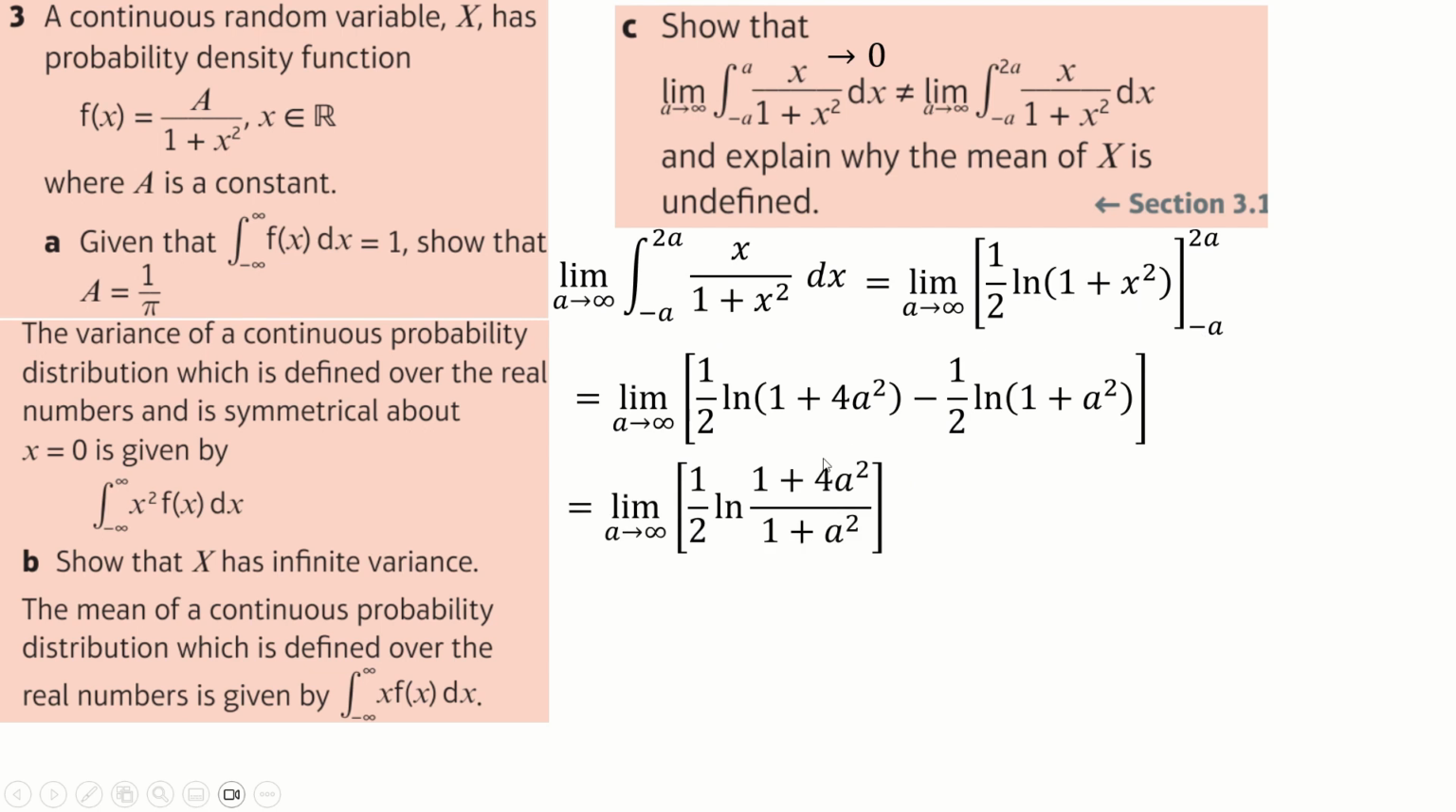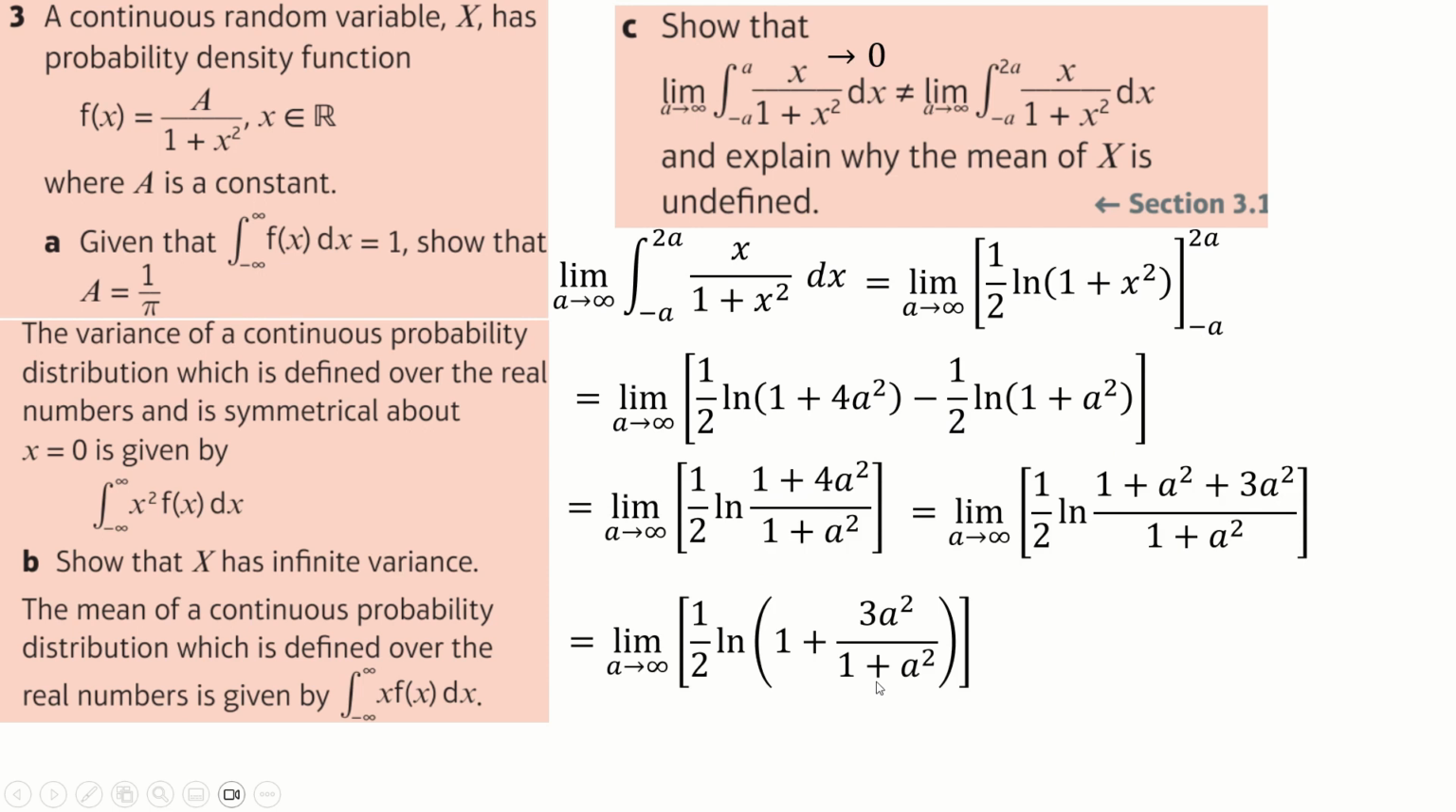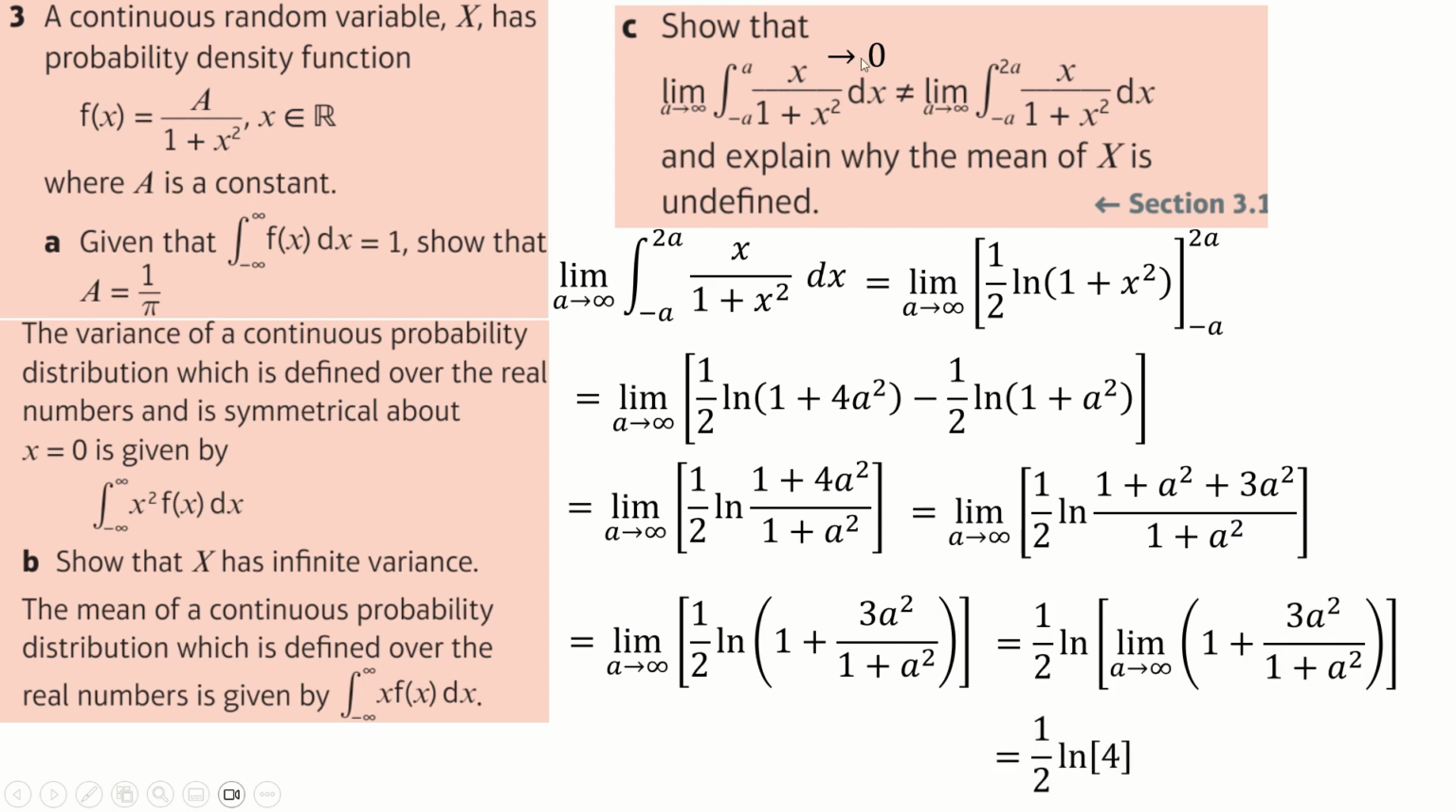And now I'm going to do the same thing I did again, which is write the top of this as 1 plus a squared plus 3a squared. Break the fraction here, and then the first 2 bits just become 1. And this becomes 3a squared over 1 plus a squared. But now this is kind of interesting, I guess, because when you have a limit of a log, you can swap the limit and the log over to make this kind of thing. I haven't proved that here because I can't be bothered, but you're totally allowed to do that. And so now, as a goes to infinity, this just goes to 3, I believe, and 1 plus 3 is 4. So this is just a half log of 4, which isn't 0. So therefore, this doesn't equal this.